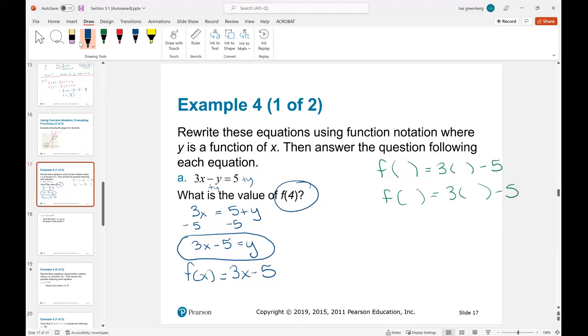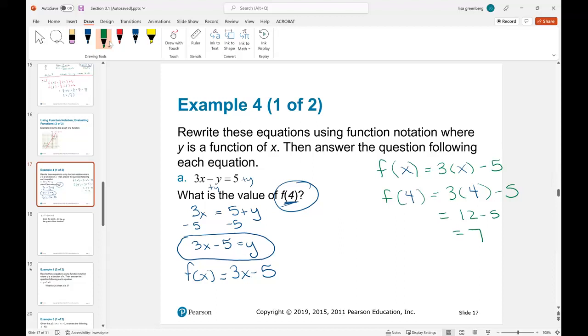Normally, the original equation inside here is an x, right? But now we want to know what is f of 4. That means x is equal to 4. So I put a 4 here, and everywhere there's an x now, I put a 4. And then I just solve it. So I have 12 minus 5, which equals 7. So now I know what f of 4 is.